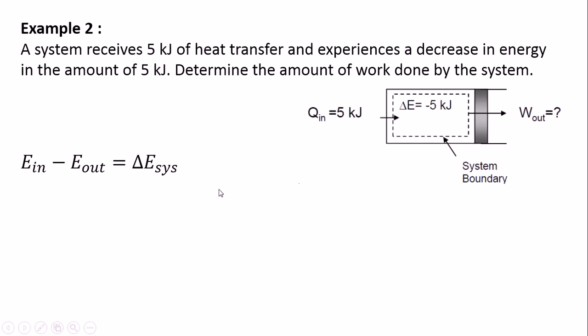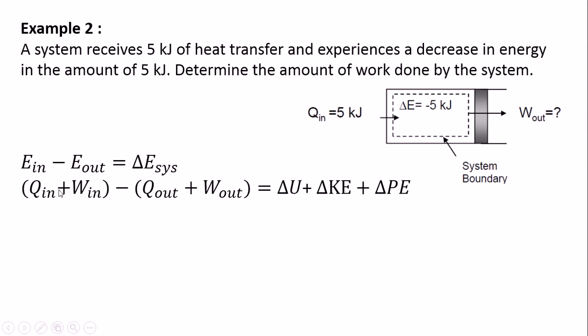Okay, I'm going to tell you how to solve the second example now. You go to the question first. What you need is just Q in, and then delta E is -5 because it decreased. It would be +5 if it experienced an increase. So you're going to find the work done. You start with this formula: E in minus E out equals delta E of system. I hope you can memorize this now.